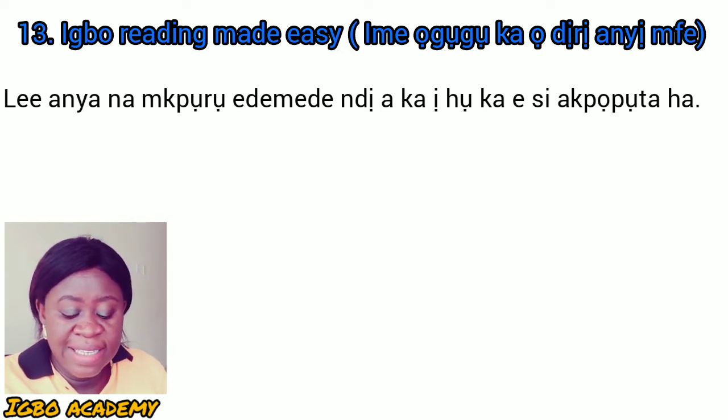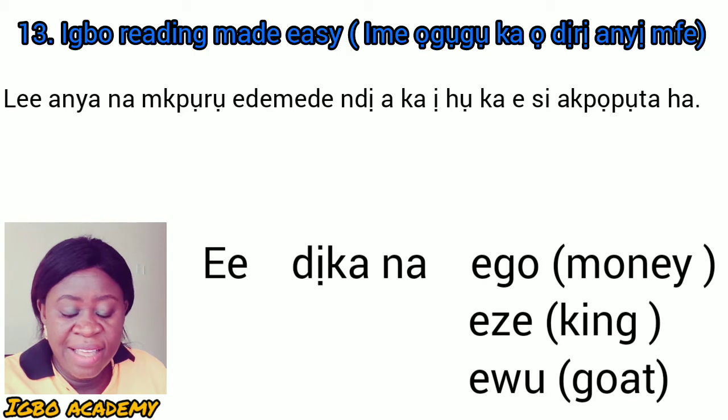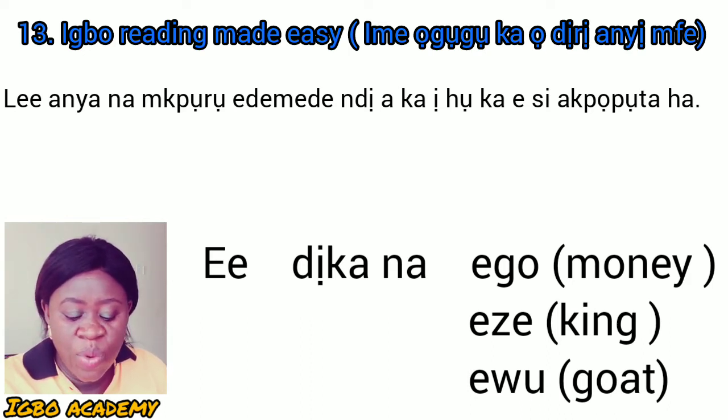The next is E. Dịka na Ego. Ego is money. Eze, king. Ewu, goat. Ego, money. Eze, king. Ewu, goat.